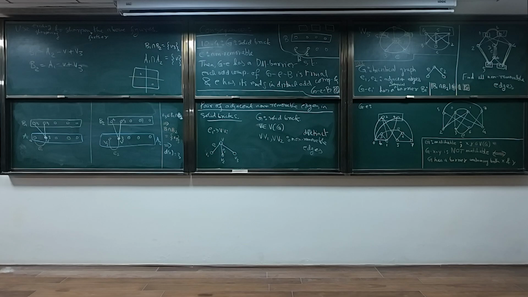So note that A1 and A2 are almost stable in the sense that they have exactly one edge inside. But B1 and B2 we don't know. We know they are unstable. We don't know how unstable they are.